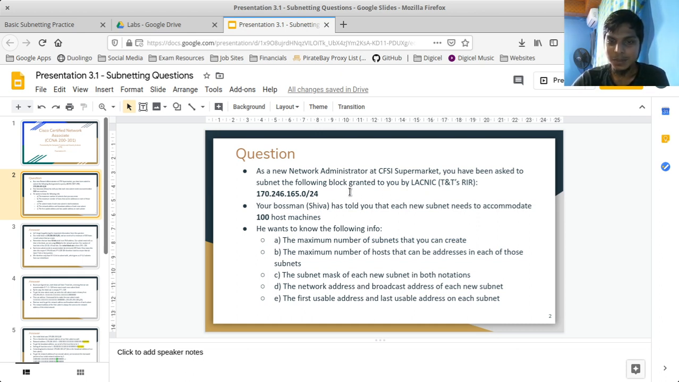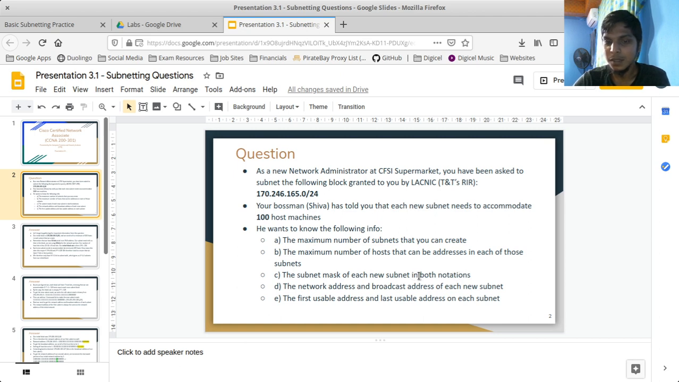Your boss man at the supermarket, Shiva, has told you that each new subnet from this big block that we have been granted needs to accommodate 100 host machines. So he has given you that mandate, and he wants to know the following information: the maximum number of subnets that you can create from this block, the maximum number of hosts that can be addressed in each of those subnets, so how many hosts can fit in each of the new subnets that we're creating, the subnet mask in each new subnet in both notations.